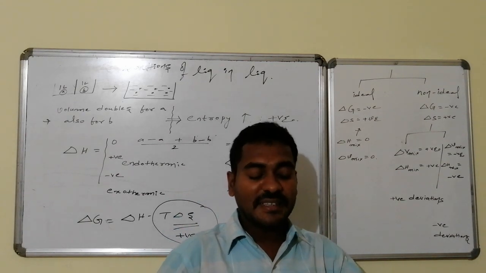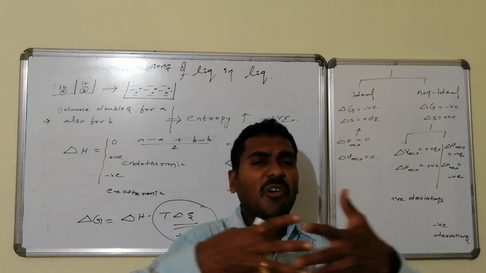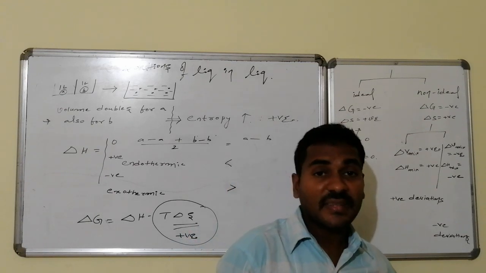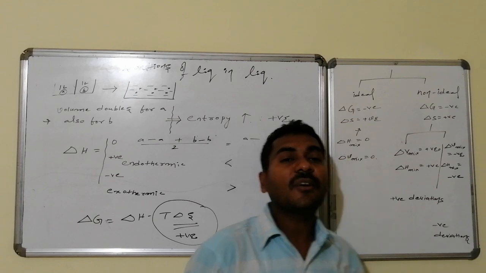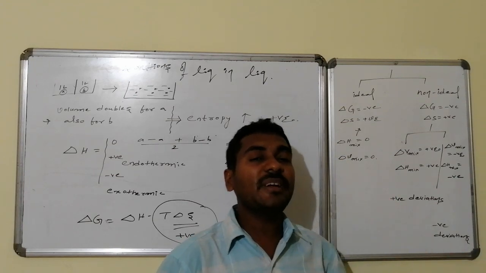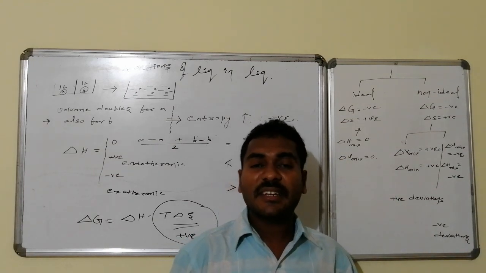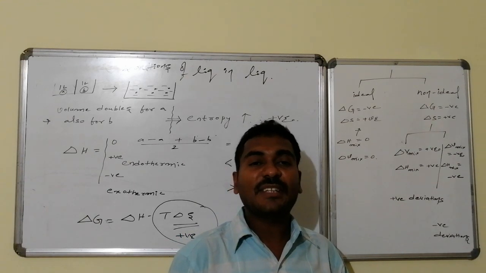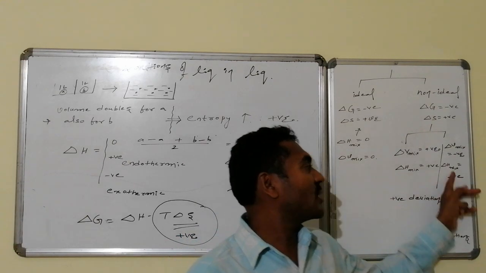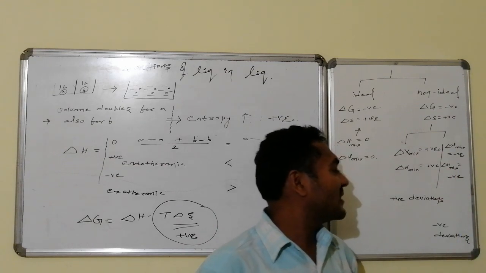When volume decreases, A and B are both strongly connected with one another. Strongly connected implies what? For breaking the individual AA and BB interactions, less energy is required, whereas when forming, a larger amount of energy is liberated. So that is an exothermic process. Delta H mix is negative.